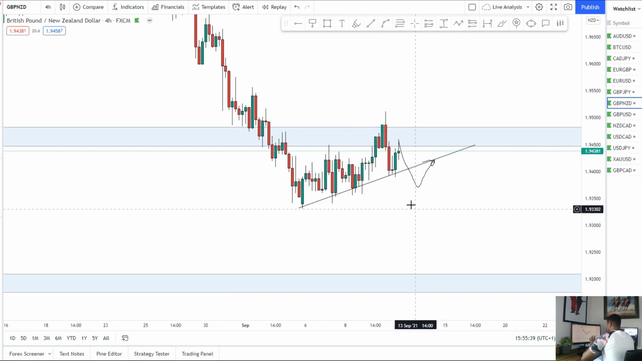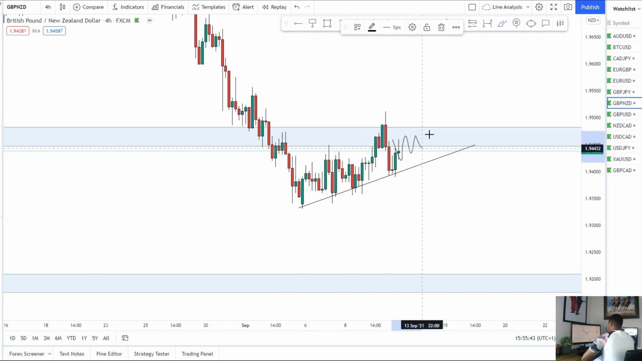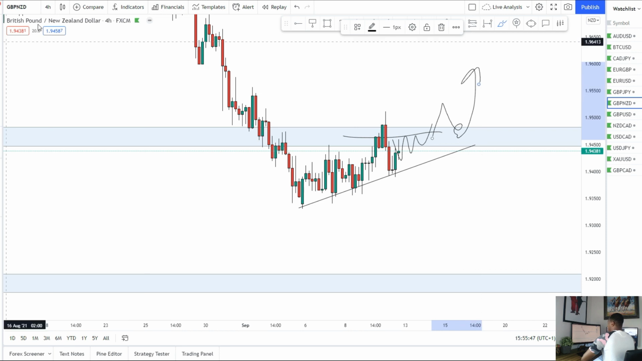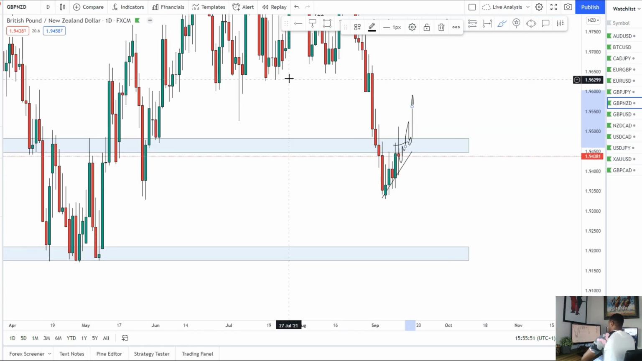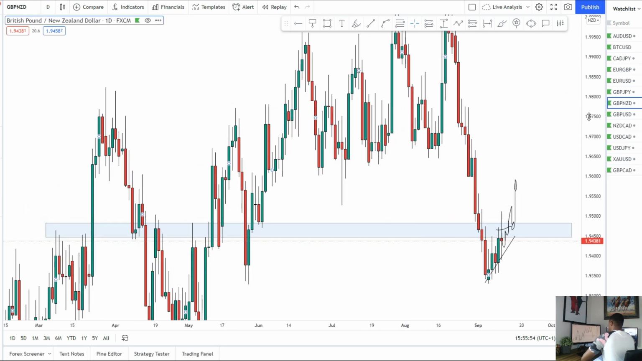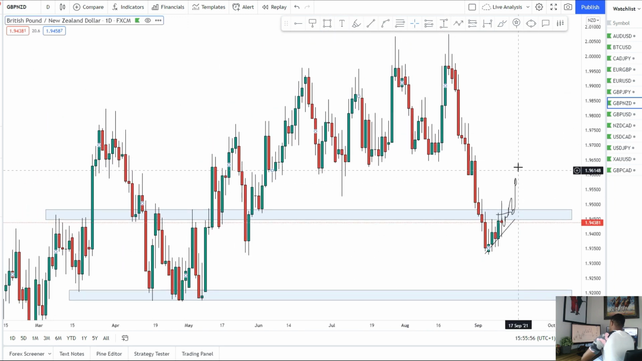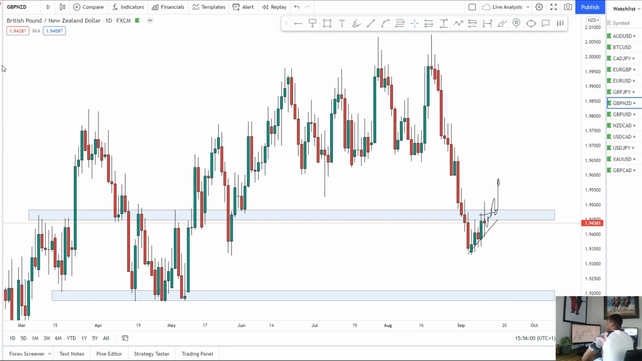But if the momentum doesn't change back to the bears and we see this price actually continue, we could break through this level and use it as support to see a bit of a move to the upside, because pound NZD has really seen a big dump to the downside recently, breaking out of this kind of range there. So we could be seeing a bit more retrace before we do see some continuation to the downside.